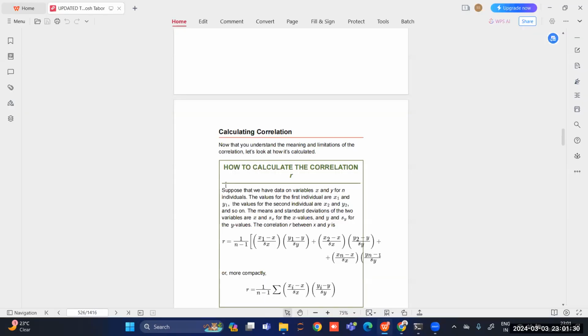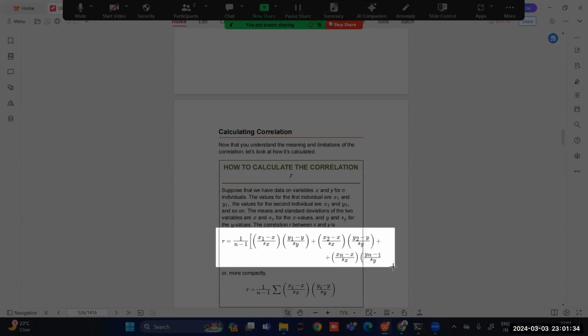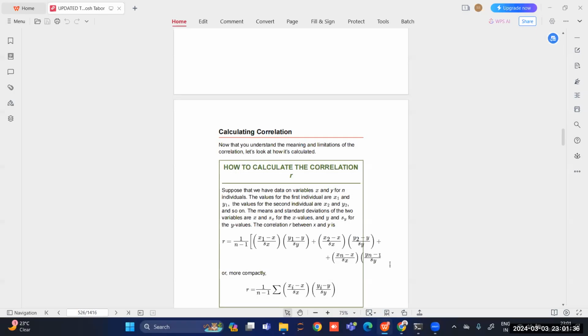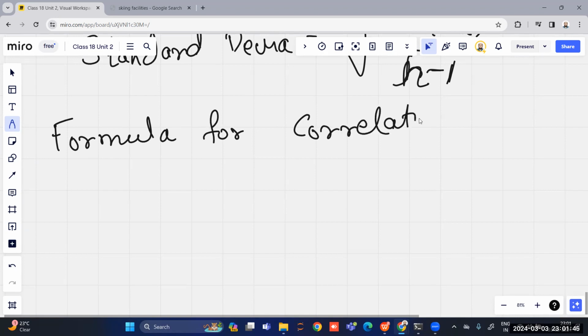There is a formula for correlation also. So what's the formula?